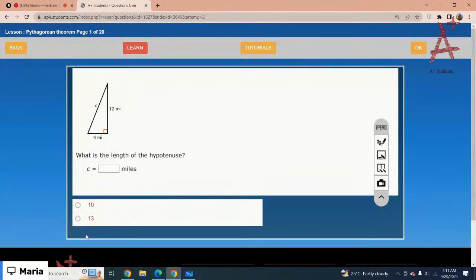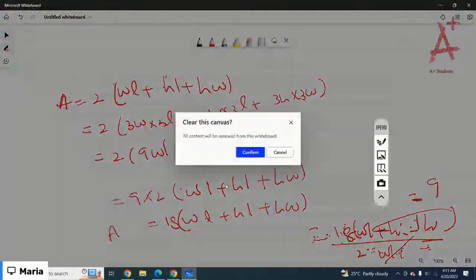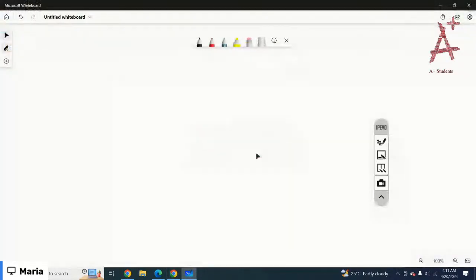Okay, just look at this example. What is the length of the hypotenuse? Here the hypotenuse is missing. You are given the other two sides, A is 12 and B is 5. Let's calculate the hypotenuse. How do we calculate the hypotenuse? It would be c square equals a square plus b square.